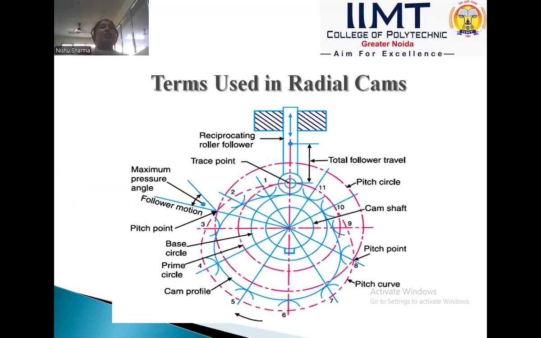Now we will discuss the terms used in radial cams. Basically, we also call it the terminology of the radial cam. In this diagram, we see there are different points and different terms: the pitch circle, pitch point, pitch curve, cam profile, prime circle, base circle, maximum pressure angle, trace point, and total follower travel. It is all about the terms of the radial cam, and we will discuss them one by one.